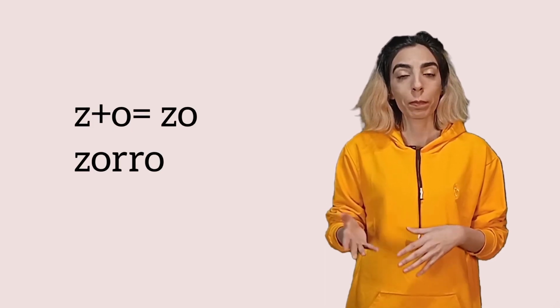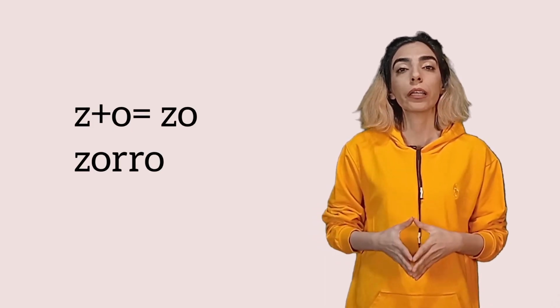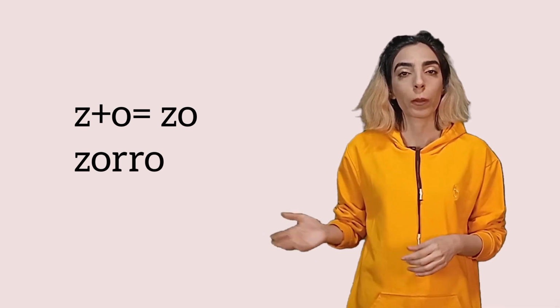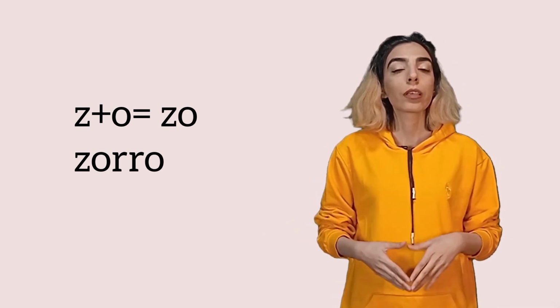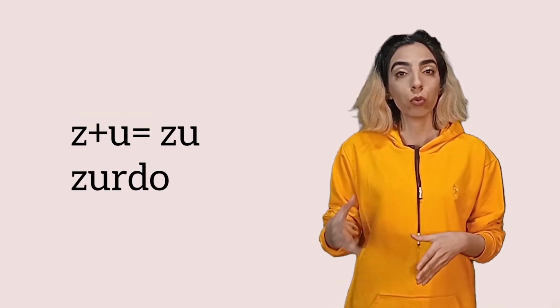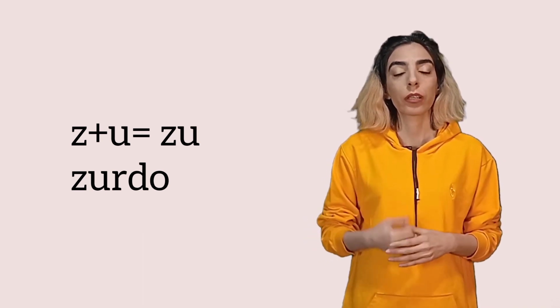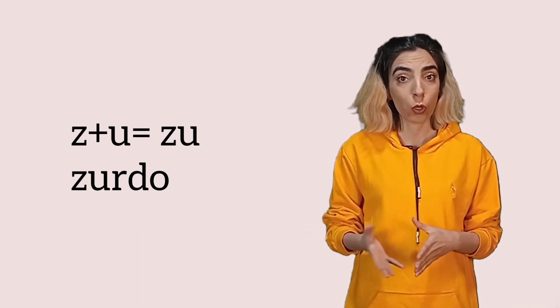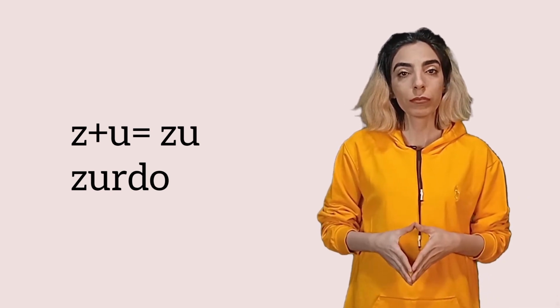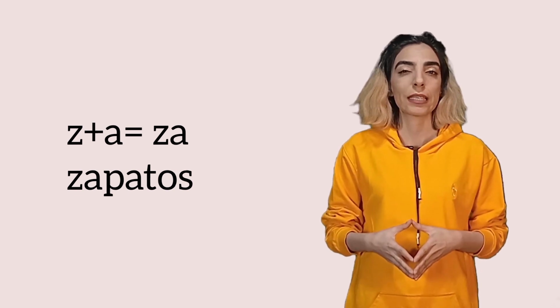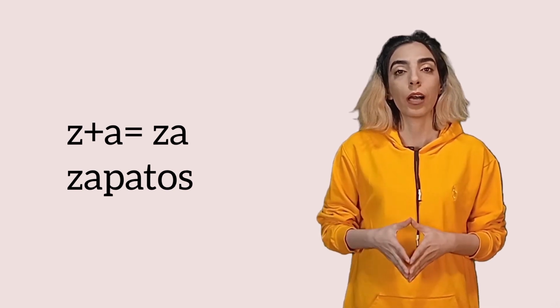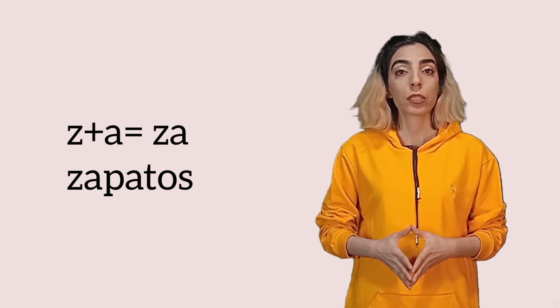Zeta, the sound is The, but again it depends. When it comes with O, the sound is Tho, like zorro. Zorro means fox. When it comes with U, the sound is Thu, like zurdo, left-handed. And when it comes with A, its sound is Tha, like zapatos, means shoes.